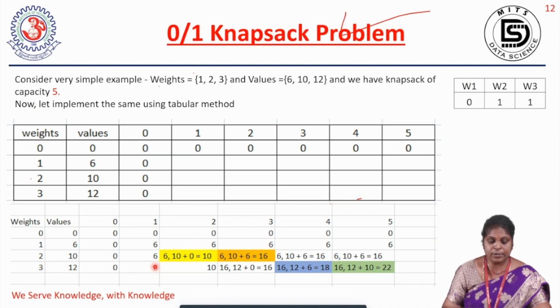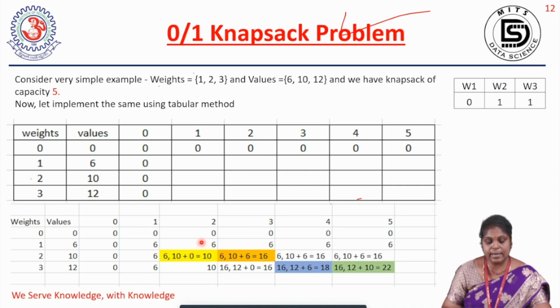In the third row, take the first entry, 3 comma 1. What does 3 comma 1 mean? I have three items, but my bag size is only 1 kg. So here I can keep only item 1 alone, because item 1 weight is only 1 kg. If I keep item 1, I get a profit of 6. So that's why 3 comma 1 is filled with 6.